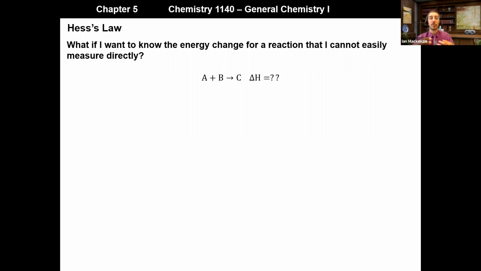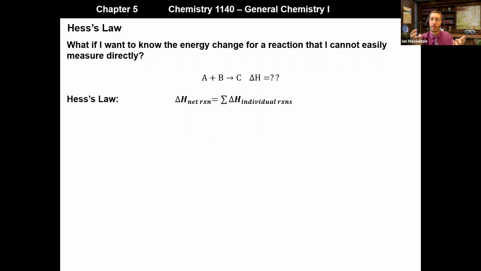So if I have this generic reaction, A plus B goes to C, but I can't measure it directly, how do I determine the change in enthalpy? We can do this by taking advantage of something that's known as Hess's Law. Hess's Law states that the net change in enthalpy for a reaction is equal to the sum of the changes of enthalpy for individual reactions that sum to that net reaction.